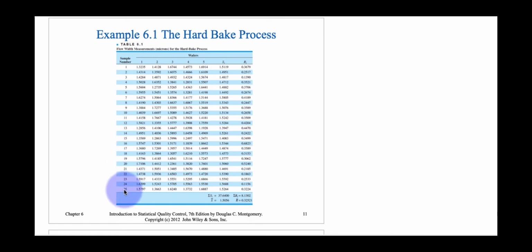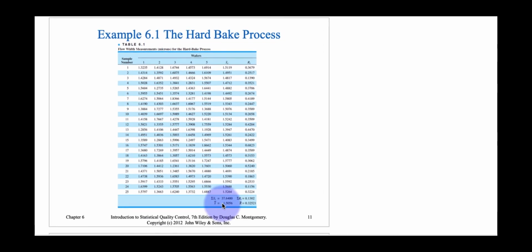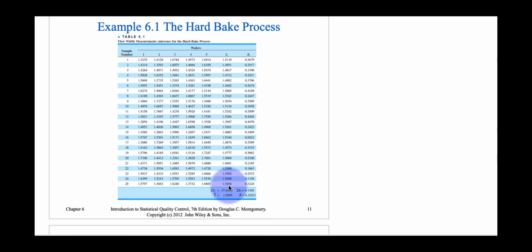So we have 25 samples, and each sample has 5 observations on the flow width. Okay, we are measuring this flow width, and these are the measurements we have. Here we calculate the grand average of the observations and the average of ranges.